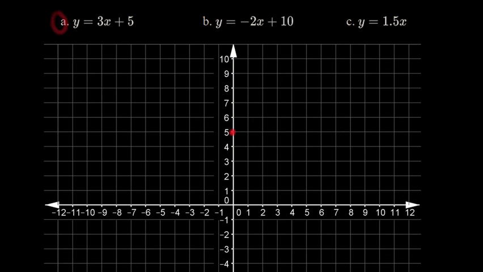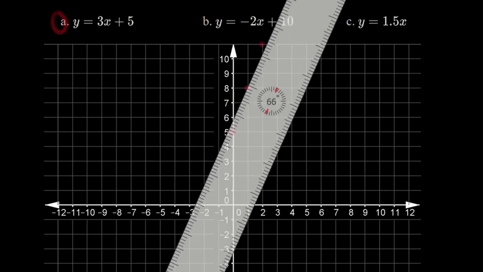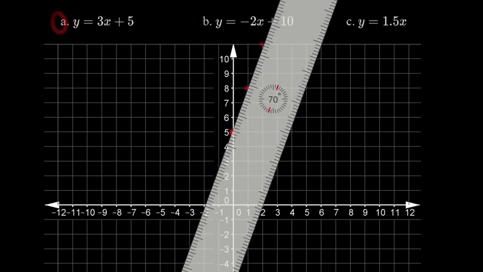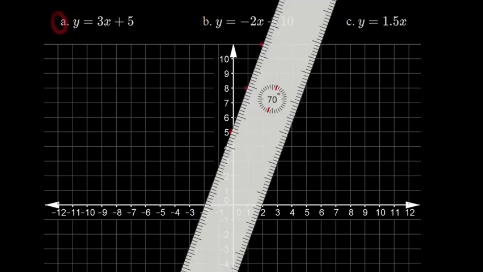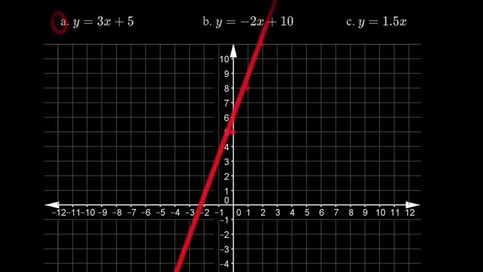and it has this slope pattern of up 3 units, 1, 2, 3, and then over 1. And I'll repeat that, up 1, 2, 3, over 1. So with that, I can grab my ruler, line it up so that it's going through all those points, and then I'll just quickly draw that line. So that's my first line.